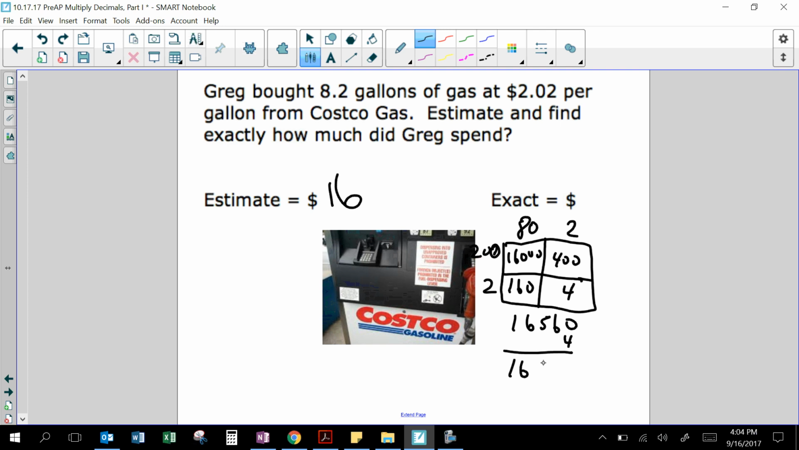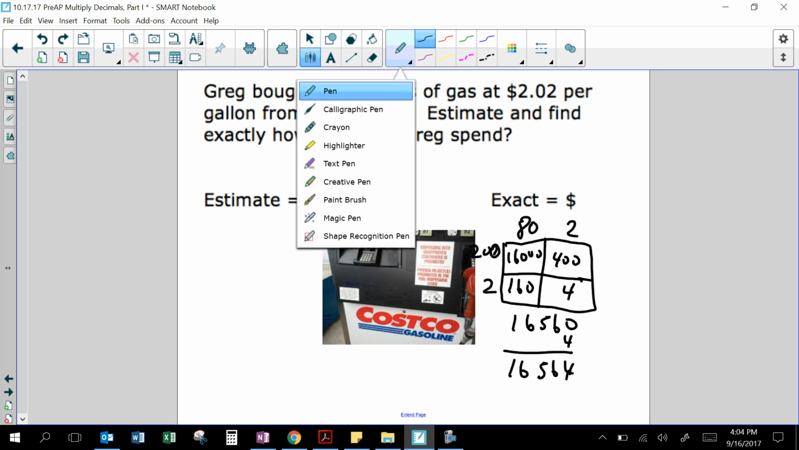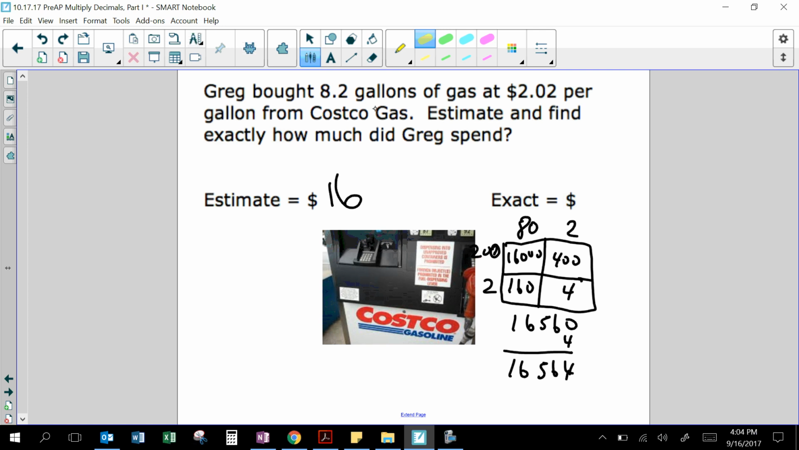So it'd be 16,564. Now let's, using my highlighter, count the number of digits behind it. 1 place, 2 places, 3 places. 1, 2, 3. So it's about $16.56 for 8 2/10 gallons of gas at $2.02 for every gallon of gas from Costco. Is our estimating good? It is.